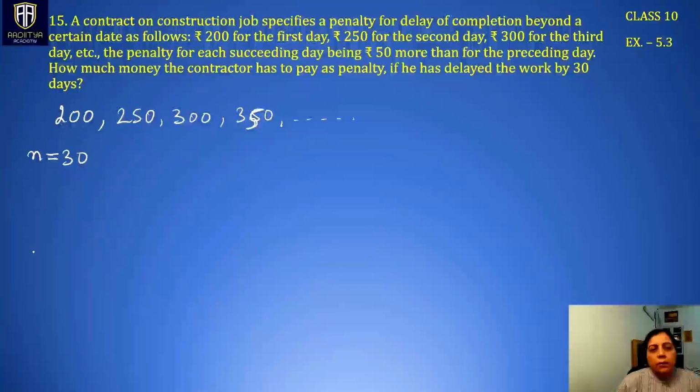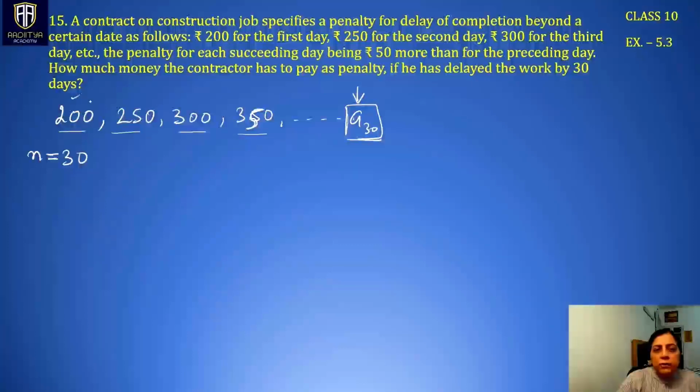So what do we have to find? AN or SN? He says how much money the contractor has to pay. We cannot say he will be paying only for the 30th day. That means A30 denotes the 30th term. That means the penalty for the 30th day. Here we have to find the total money that he has to pay for all 30 days.